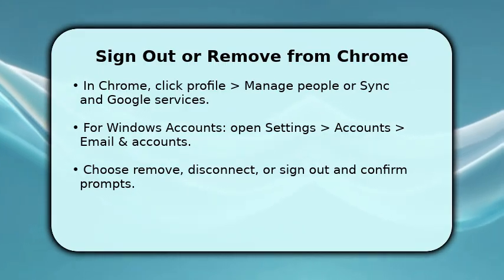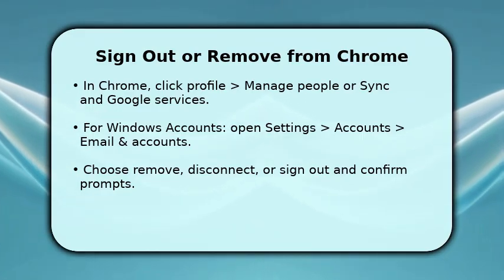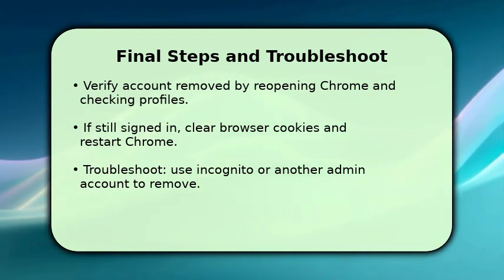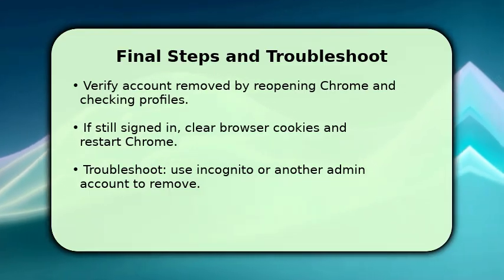If sync was enabled, make sure you have a backup before disconnecting so you don't lose bookmarks or passwords. Finish by reopening Chrome and confirming the account no longer appears in Profiles. If the account persists, clear browser cookies and site data, then restart Chrome and try removal again.